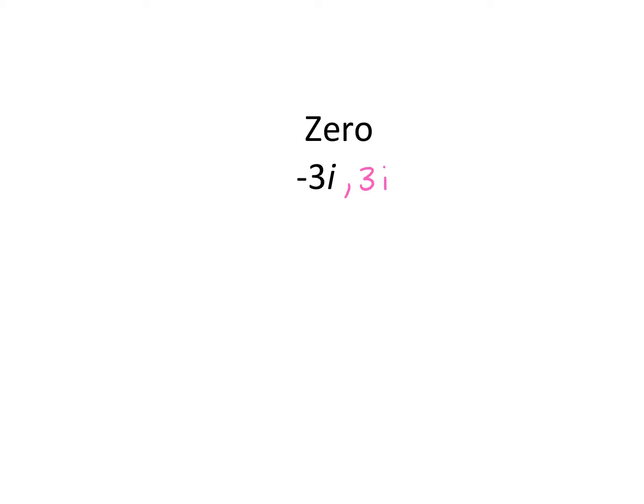So now I can find the polynomial that goes with negative 3i and positive 3i. So I'm going to plug it in to the factored form. So x plus 3i times x minus 3i. And I need to FOIL this out. So start by multiplying the first. Well, here they're conjugates, so I don't even need to FOIL. I can just do my shortcut.